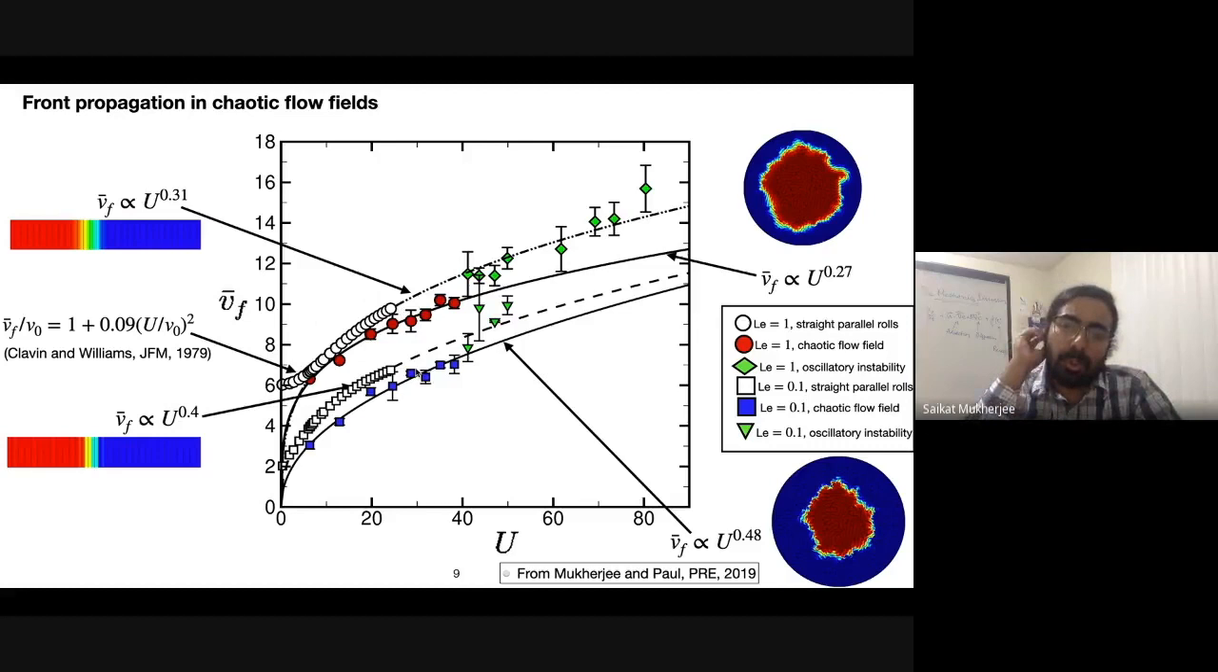Just to show our readers that these are still chaotic simulations, we do an average of 3 simulations, to convince ourselves that this transition is still happening. It's not that we used an initial condition such that we get a larger front velocity than the corresponding equivalent velocity for the steady parallel rolls. That is why we used 3 simulations and averaged them. But that's a good question. We could do even more simulations, but they become very computationally expensive.